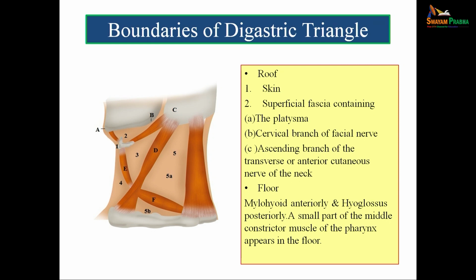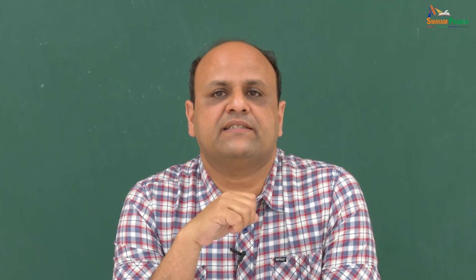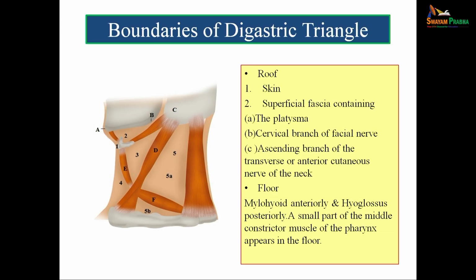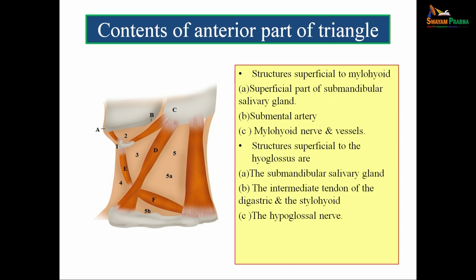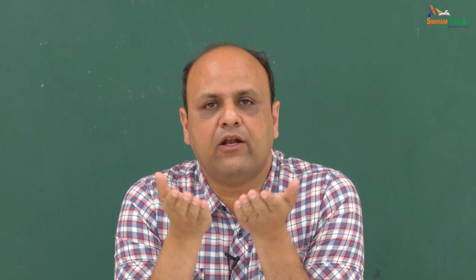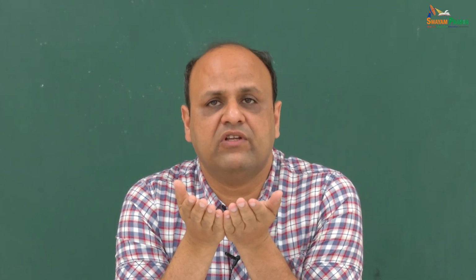Well, the floor of the digastric triangle is formed by the mylohyoid muscle anteriorly and the hyoglossus posteriorly. So, there are 2 muscles forming the floor of the digastric triangle. The anterior muscle is mylohyoid, while the posterior muscle is hyoglossus. A small part of the middle constrictor muscle of pharynx also appears in the floor of the digastric triangle. So, mylohyoid muscle, I told you before also, the 2 mylohyoid muscles are forming the gutter shaped diaphragm in relation to the floor of the mouth.